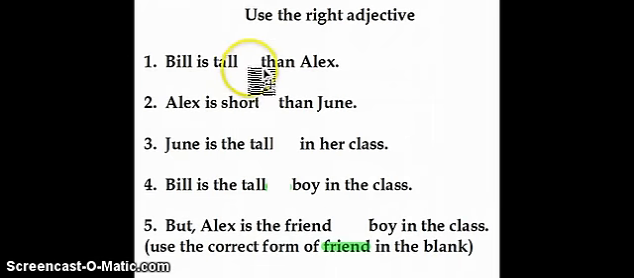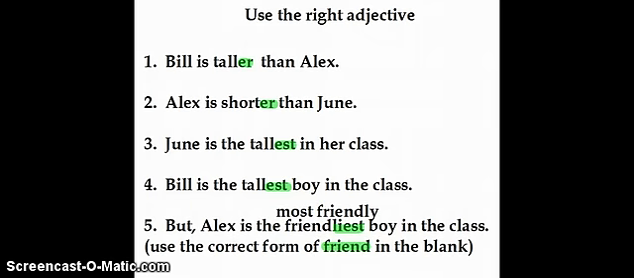Alright, for number 1, we say Bill is taller than Alex. Number 2, Alex is shorter than June. I'm still just comparing 2. 3, we're going to assume there's probably more than 2 people in June's class, so June is the tallest in her class. Number 4, again, we're assuming there's more than 2 boys in the class. Bill is the tallest boy. Number 5, but Alex is the friend, we could say friendliest, or most friendly. Either one I believe I would count as okay, but again, for the longer adjectives, sometimes you add more and most before those.